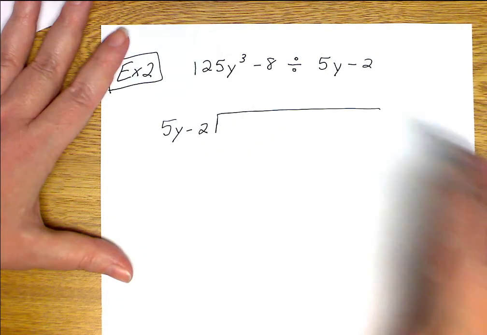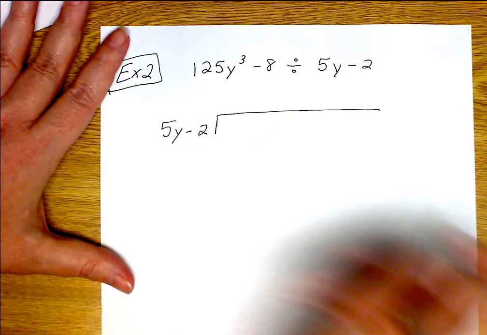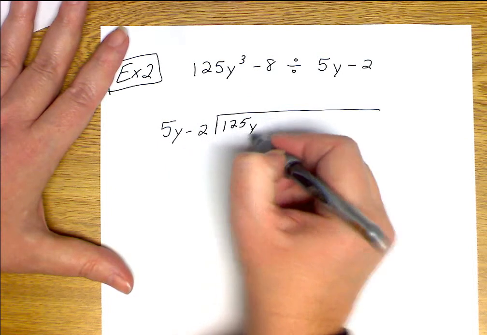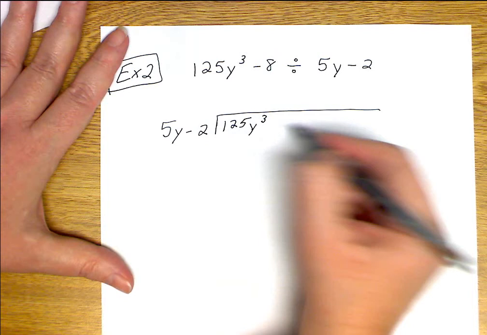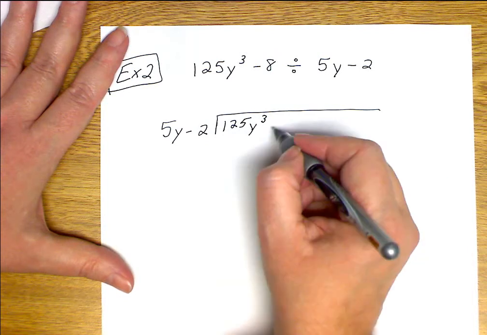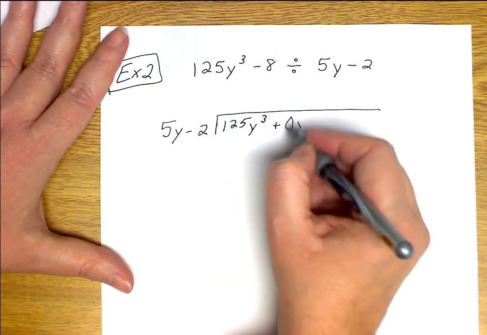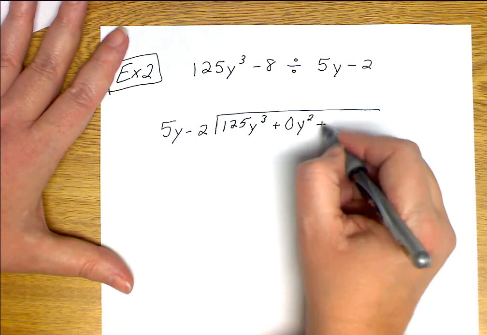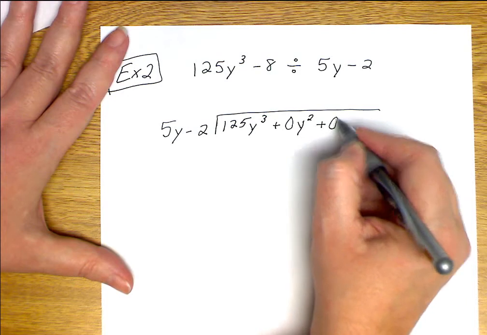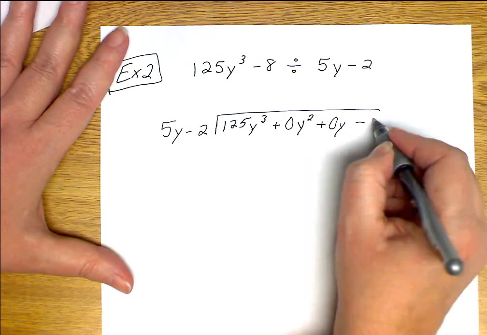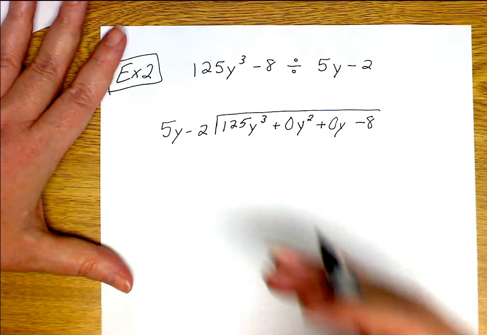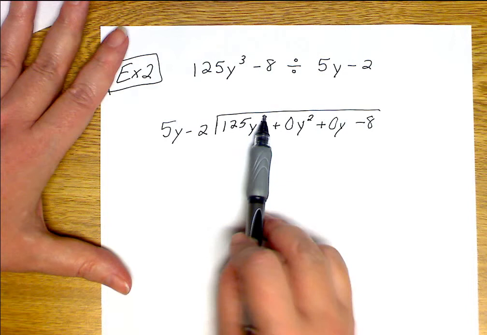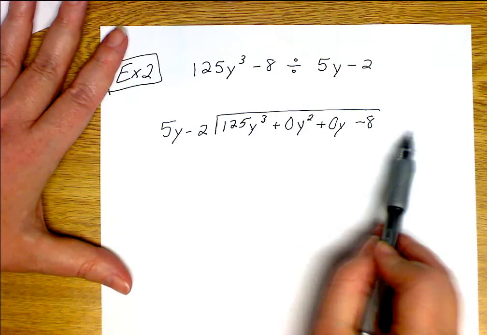On the inside, ladies and gentlemen, hold your spots. So we have 125y cubed. Do we have any y squareds? Nope. But to hold your spot, we're going to go 0y squared. Do we have any y's? Nope. Plus 0y minus 8. The reason I'm doing that is so that it'll help us with our division. Because remember, it's going cubed, squared, x, or none, and then your 8.